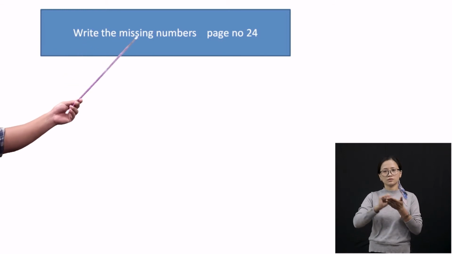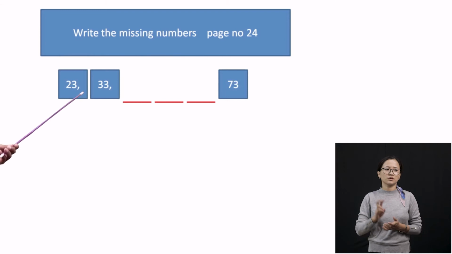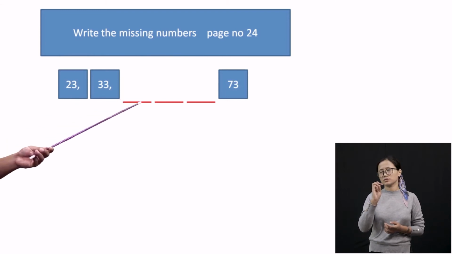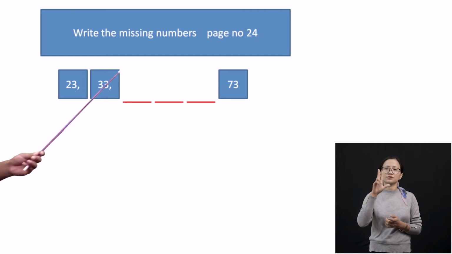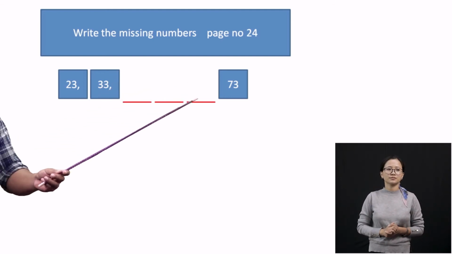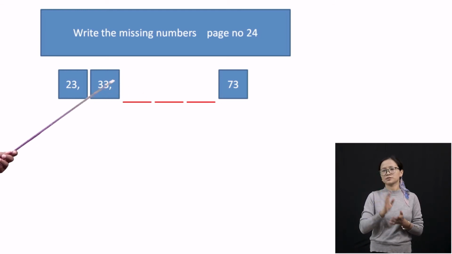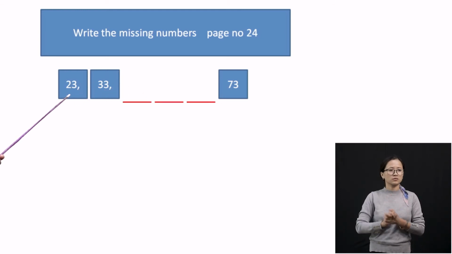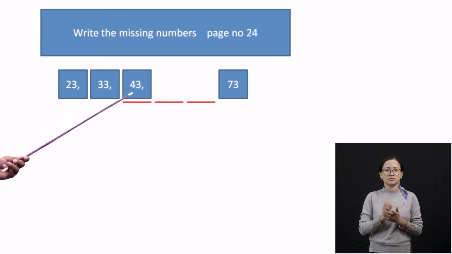Write the missing numbers. Now we have 23, 33, dash, dash, dash, and 73. That means we have to fill up 3 numbers. If you look at the picture, you can understand that the difference between 23 and 33 is 10. So the next number will be 43.